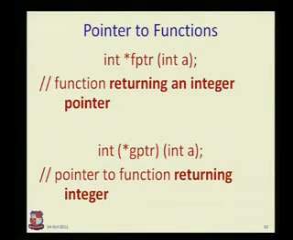Now pointer to function. What is this? Star fptr integer a. This is a function returning an integer pointer. Now here see the difference in the second line. I have put a bracket. Now as previously mentioned, bracket has higher precedence than star. So what is this doing? It is a pointer to function returning integer. See, that is the difference.